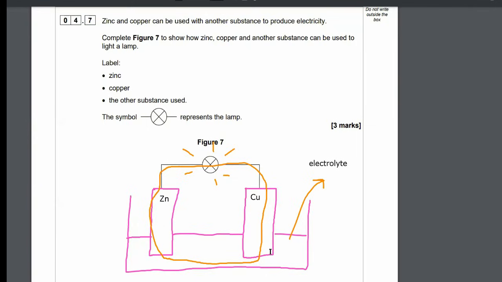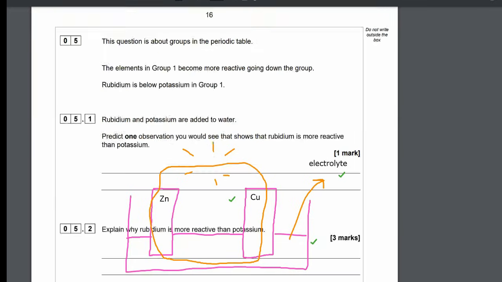Cool. What are the marks here are actually for? One for a liquid in a container, one for the word electrolyte, and one for the electrodes with wires attached.